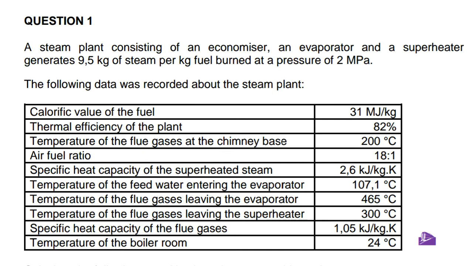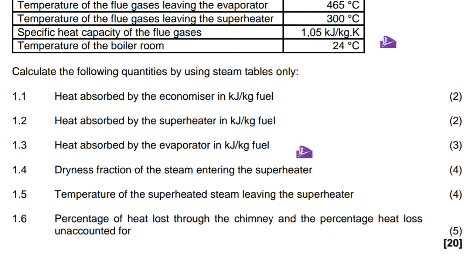Temperature of the fuel gases leaving the superheater is 300 degrees Celsius. Specific heat capacity of the fuel gases is 1.05 kilojoules per kg Kelvin. Temperature of the boiler room is equal to 24 degrees Celsius. And then the questions, they say, calculate the following quantities by using steam tables only.